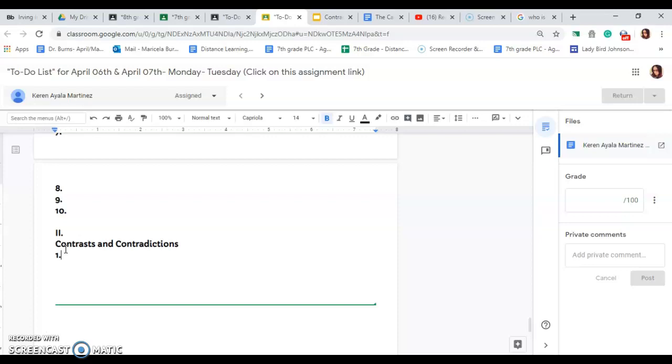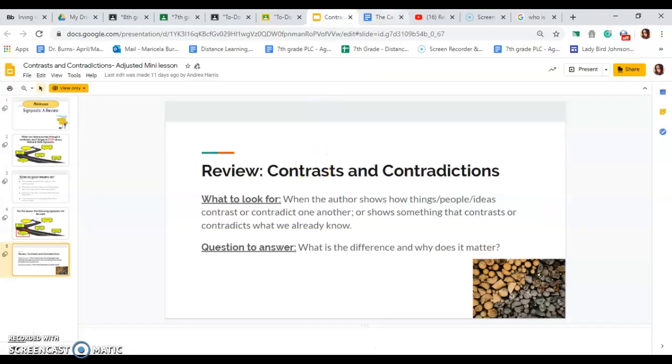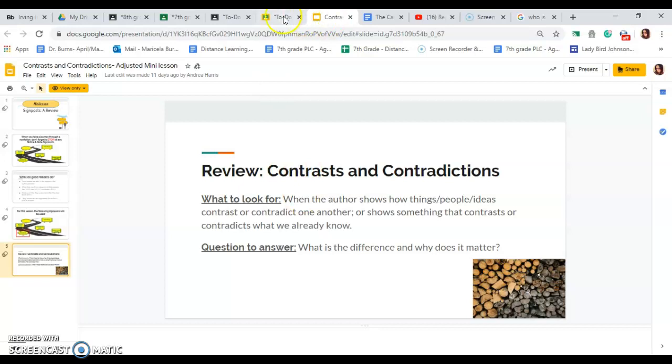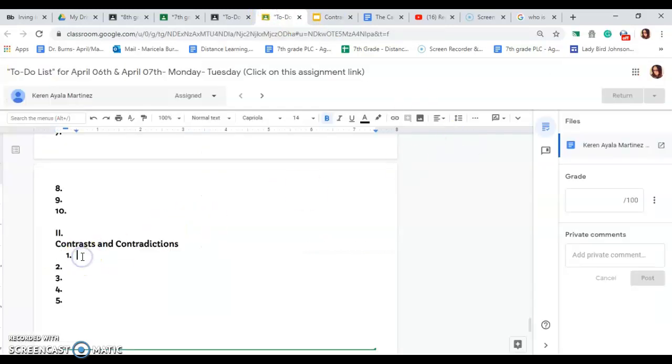Okay, I just need you to give me 5. So my first one is going to be, and for this you can copy it. And put it on your to-do list at the very bottom.